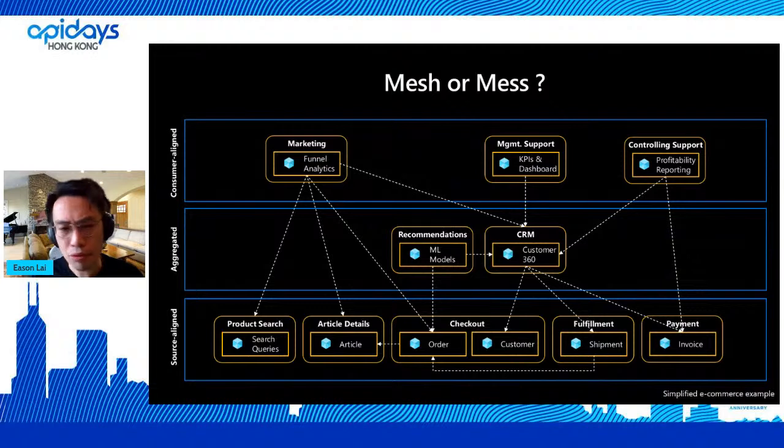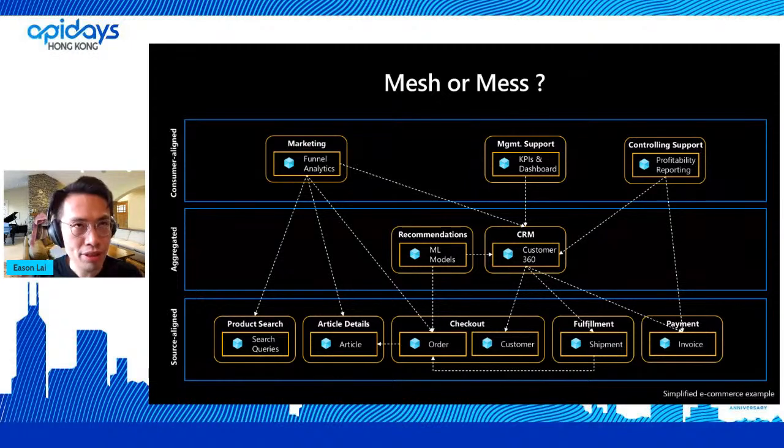So let's try to call an example in the e-commerce website from here. The simplified e-commerce example here is a mesh, or a mess, right? You can see the marketing people have funnel analysis, which needs to connect to the product search, article detail, checkout, whatever. The management report needs to connect to Customer 360 and to the CRM. And controlling supports the performance report, very important. They need to connect to everywhere, something like what we saw in the previous diagram.